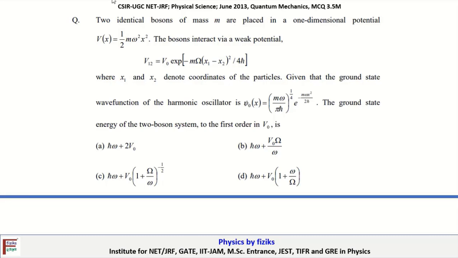psi 0 of x equals (m omega by pi h-cross) to the power 1 by 4 e to the power minus m omega x squared by 2 h-cut. The ground state energy of the two boson system to the first order in V0 is. So, we have to determine the ground state energy. Solution.